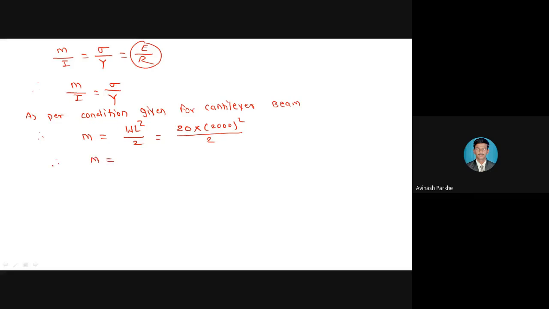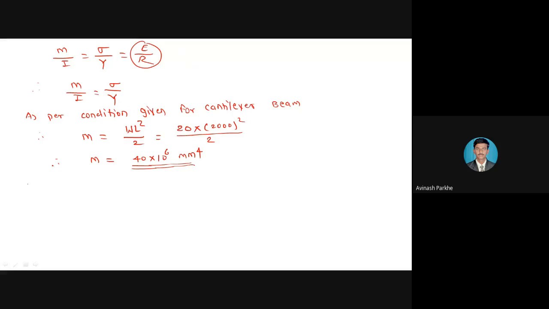What is the value of capital M? Yes, 40 into 10 raised to 6 Newton mm. Please check others. 40 into 10 raised to 6 Newton mm. Please check your answers. Do the calculations in your notebook.